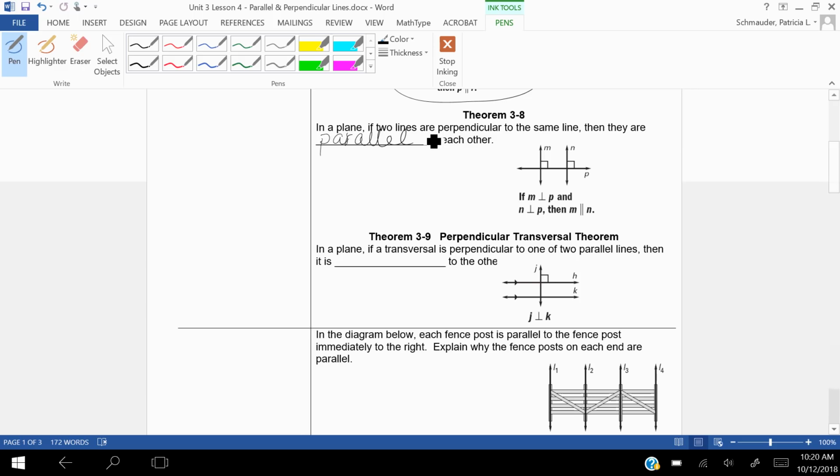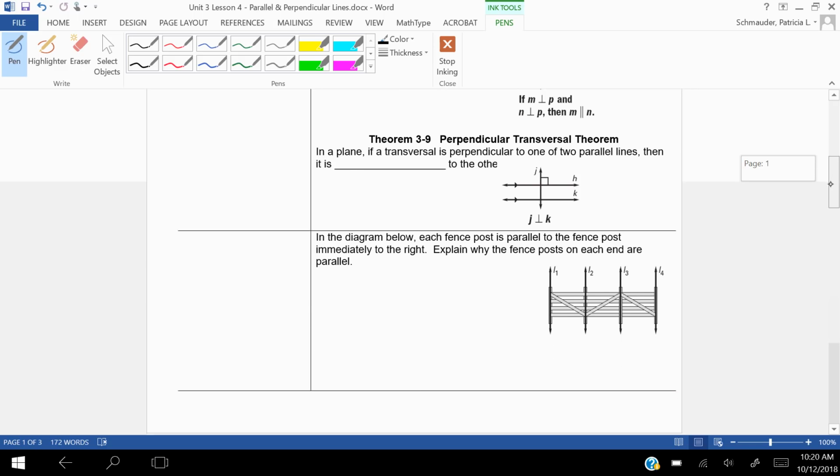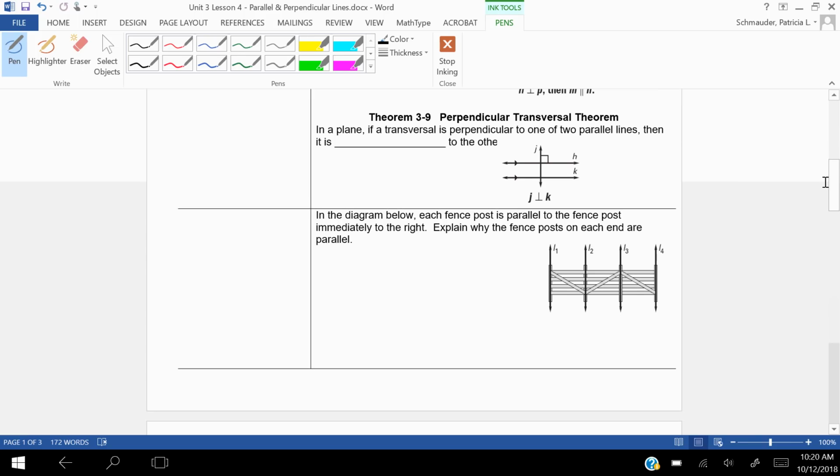So I've got two lines, M and N. They're both perpendicular to P. Therefore, I know that M and N have to be parallel to each other. So when in doubt, draw yourself a little sketch and you'll be able to easily see what's going on.